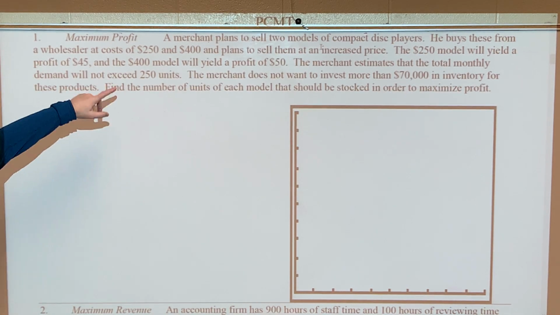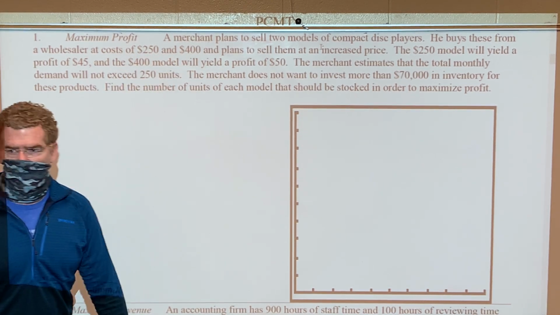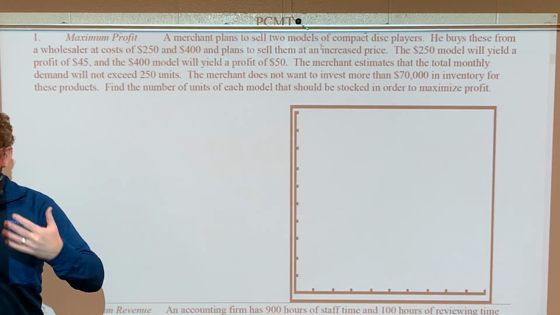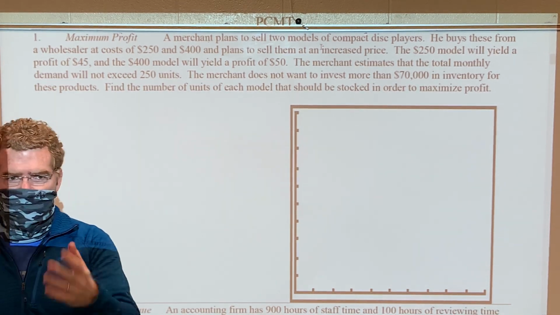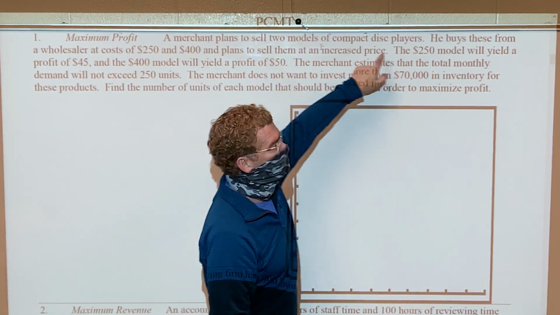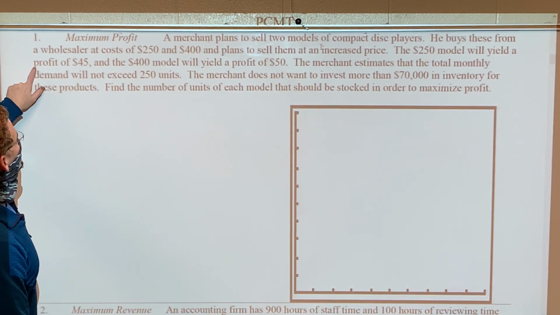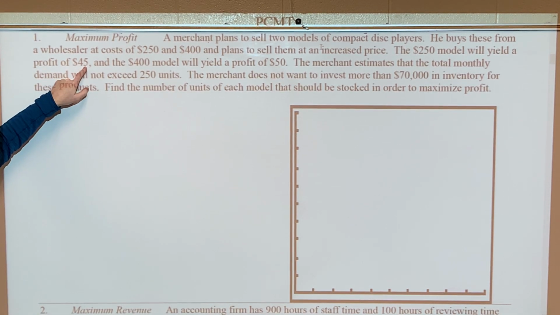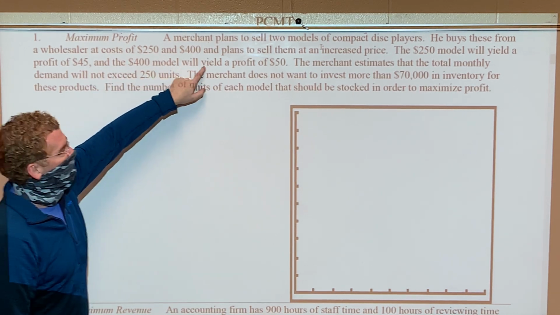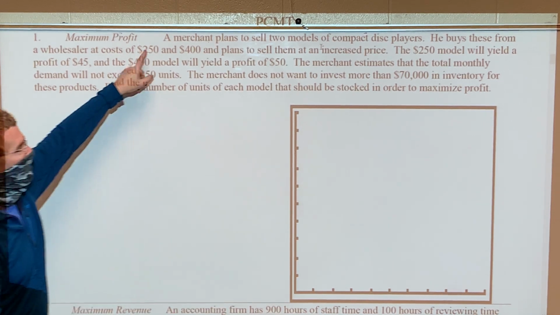It said he's buying them from a wholesaler at costs of $250 and $400. So basically, the guy's going to some manufacturer and he's paying $250 and $400, but he plans to sell them at an increased price. Okay, so the $250 model, which is the cheaper version, is going to yield a profit of $45, which is not that great, but evidently he's going to be selling them for $295, right? And the $400 model is going to yield a profit of $50. So evidently his cost was $400, but he'll be selling them for $450.